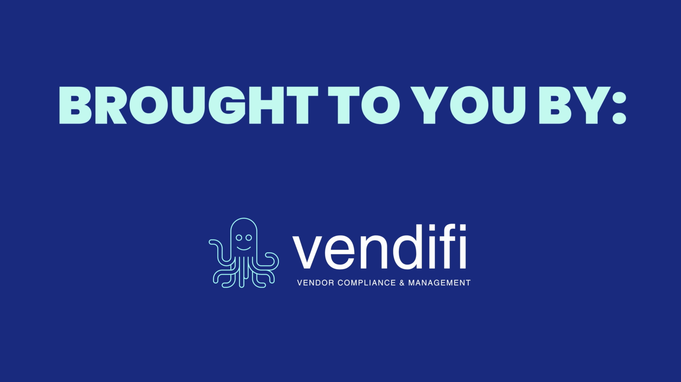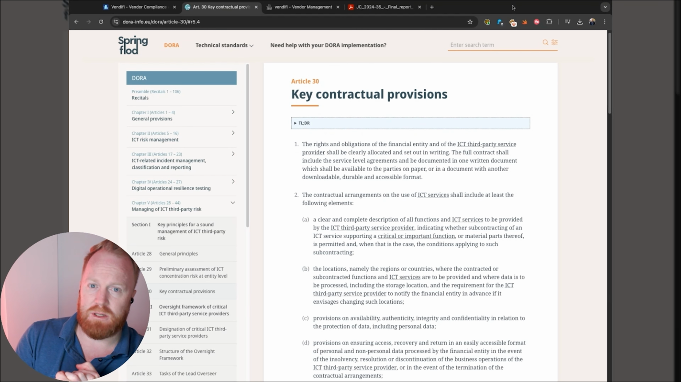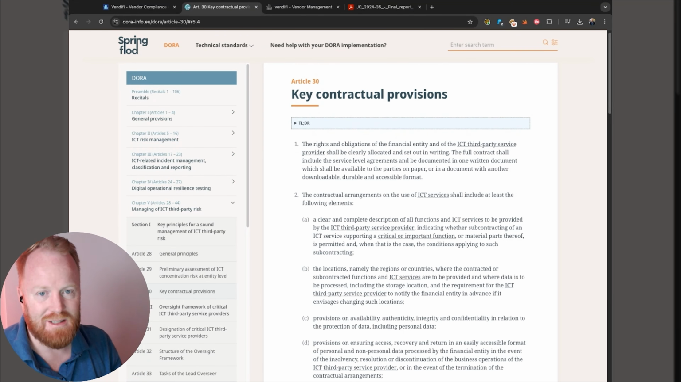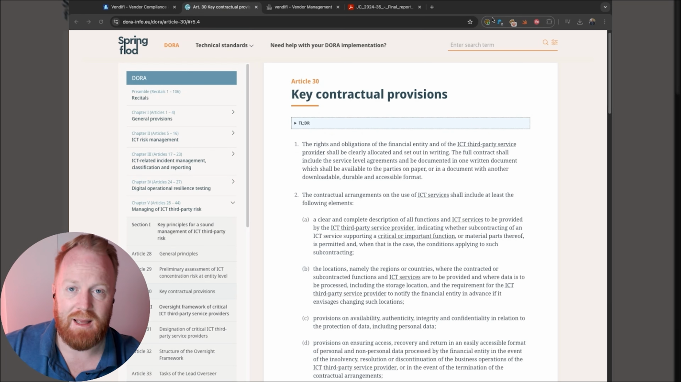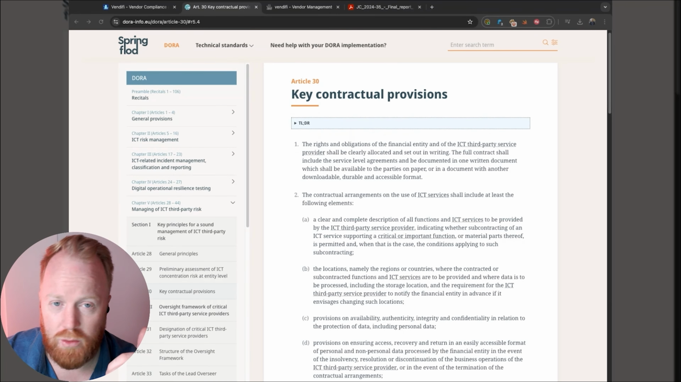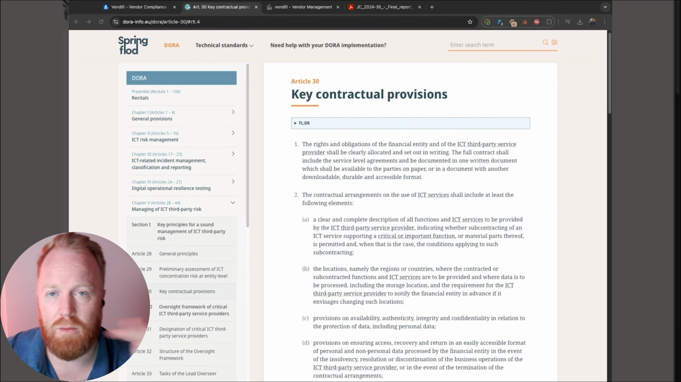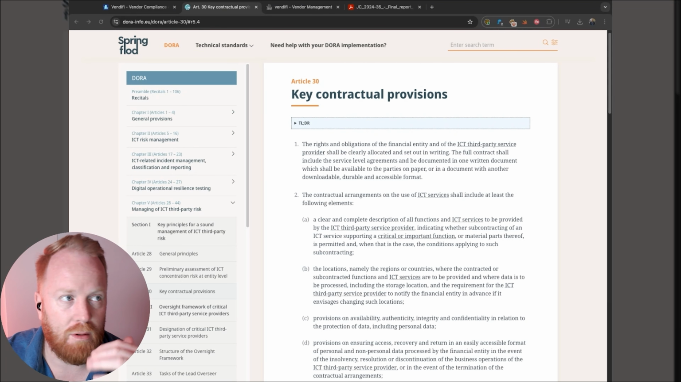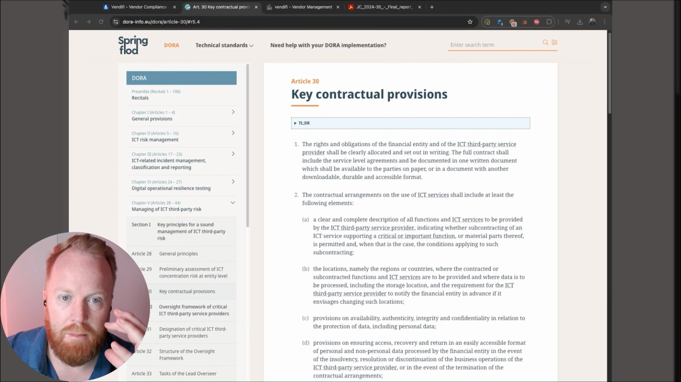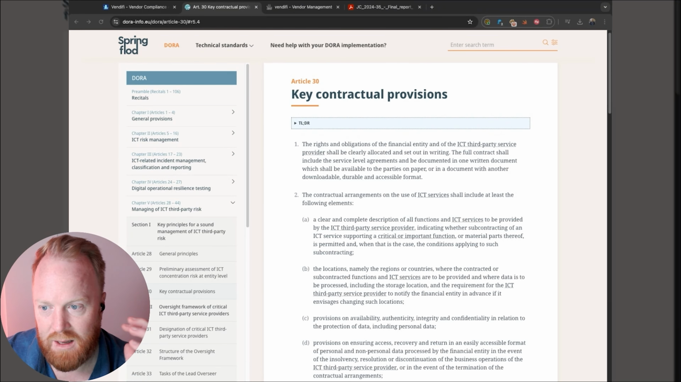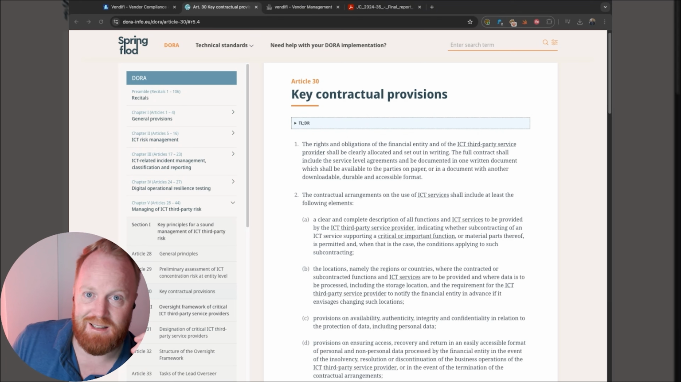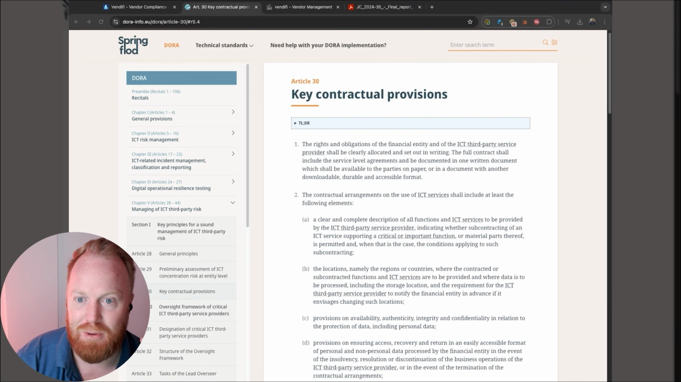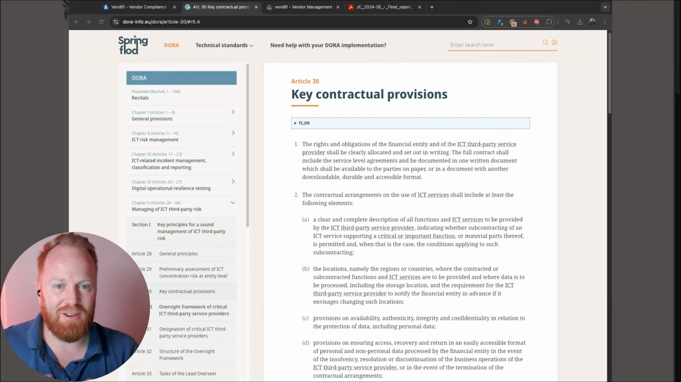And so today we're going to be chatting about the key contractual provisions in the DORA Act. And these are quite important because obviously these contractual clauses need to be added to any one of your third party or your suppliers or vendors contracts. And so there are five main components of this, and I'm going to break it down for you in as concise and easily managed a way as possible. And so yes, let's get into it.